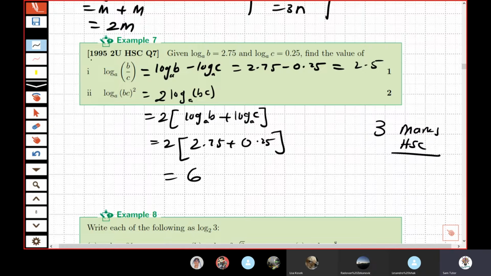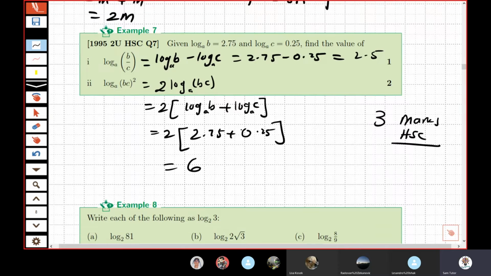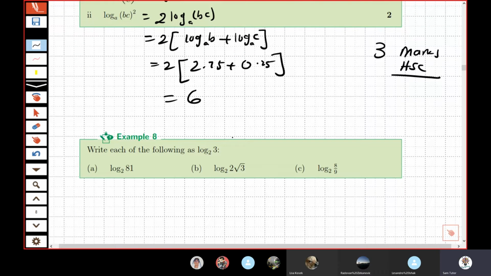Go and find it if you want. 1995 2-unit HSC question 7. You'll see it's exactly this. 3 marks. So, hope you guys see it's not hard to do well. Just jump straight to your exam questions. All right, let's go again.